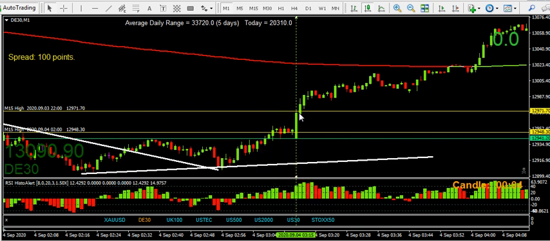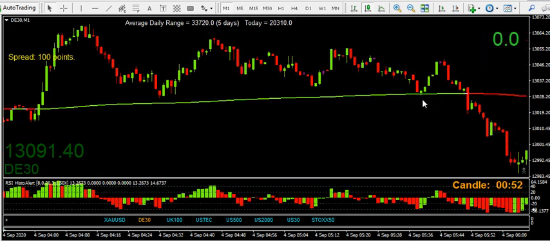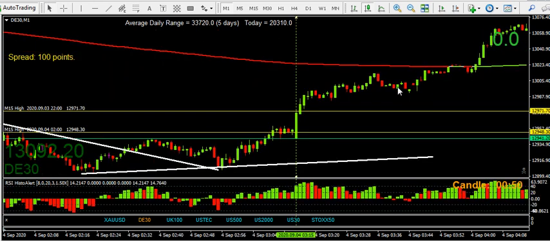Just a question of picking your entry and your target related to what I talked about before: H1 highs, M30 highs, and the moving averages and pivots and so on and so forth. It's all about tests and retests.